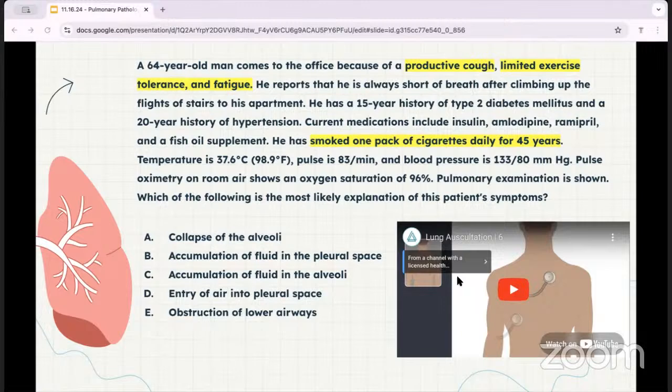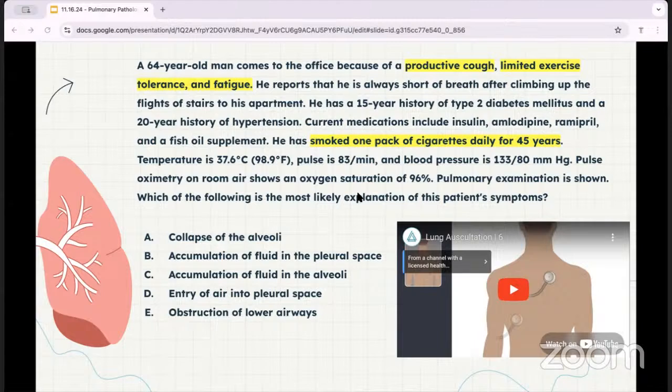Option C, accumulation of fluid in the alveoli, or a pulmonary edema. A pulmonary edema leads to crackles, not wheezing. And bilateral respiratory issues related to fluid overload, usually due to heart failure, are not consistent with this patient's smoking history. As you can also see, this patient has hypertension, and I don't see any heart failure medications. They're just being treated for his high blood pressure. So that's how I rule that out.